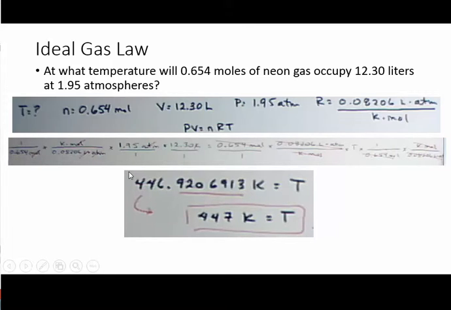446.9206913 Kelvin, which we need to round off to 3 significant digits because I have 3 significant digits here, and well, I think, yeah, this one also is 3 significant digits. So those two numbers of the measured and calculated numbers in the problem, those two have the least digits. We want our final answer to have the same number of digits.